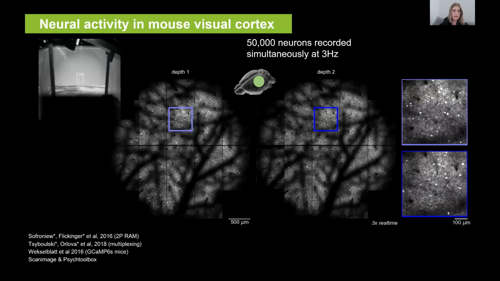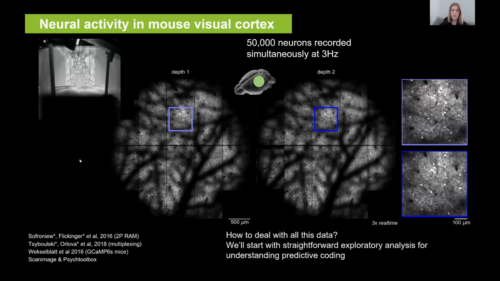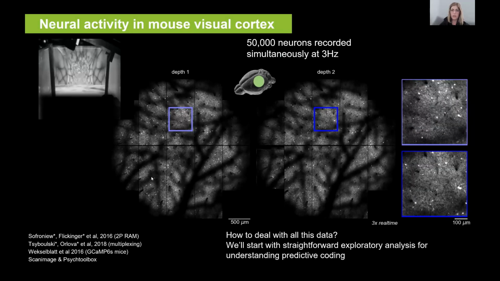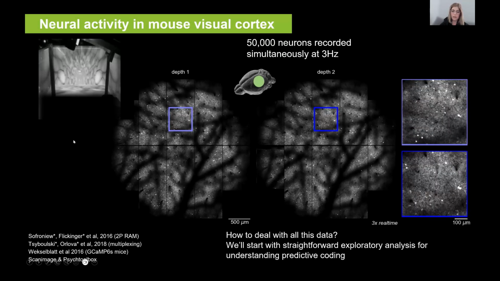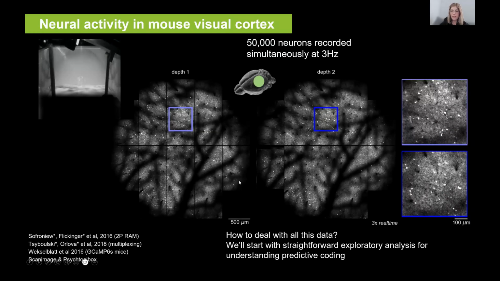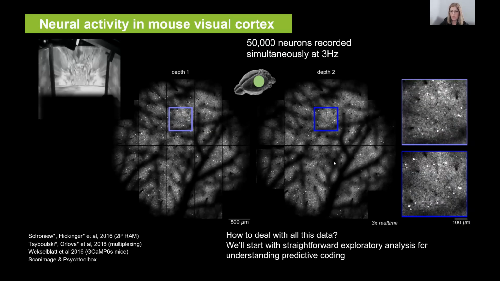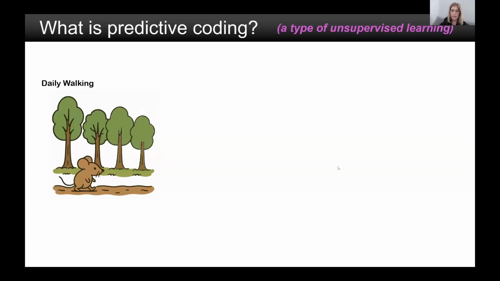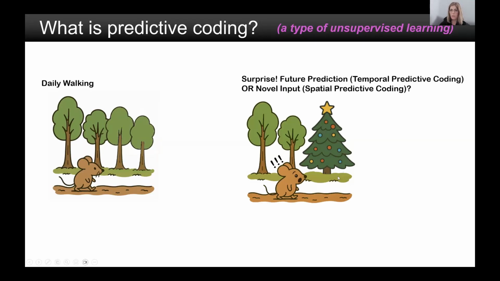And so you can imagine if you're a mouse walking through a forest, you see the same trees day after day, and you might make an internal model of your world of the trees that you see. And then maybe one day you're walking in the forest and you see a Christmas tree. And so you might be surprised. But the question is, what type of surprise is it? Are you surprised because you were predicting a specific tree in the future and you were doing temporal predictive coding? Or are you surprised because this was a new input you hadn't seen before? So I'll show you the results for that briefly, doing simple exploratory analyses.